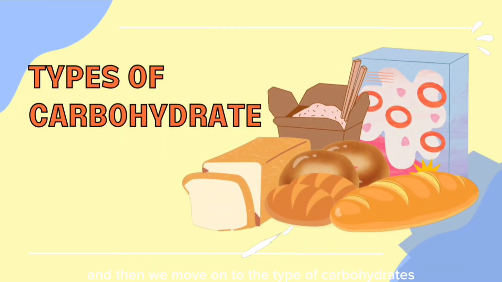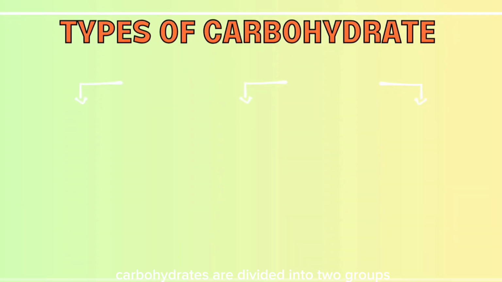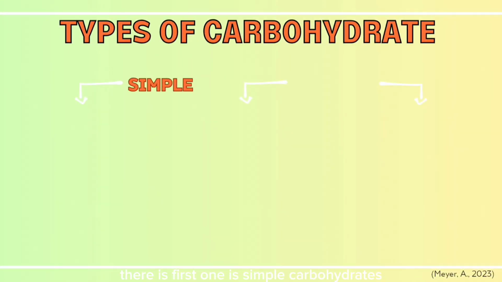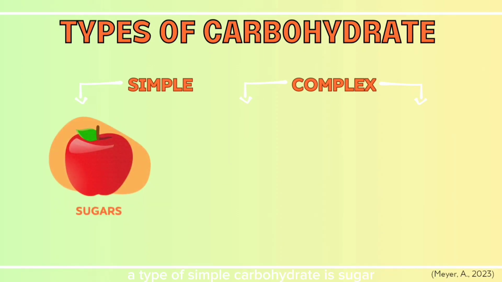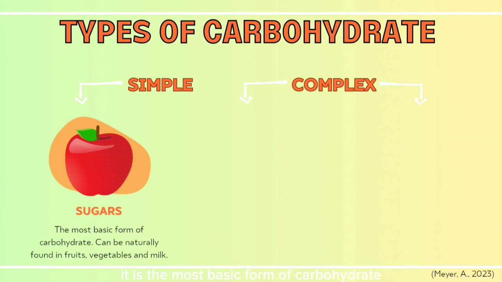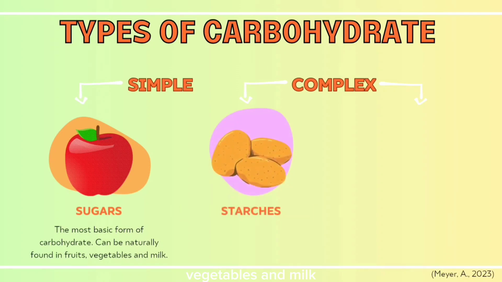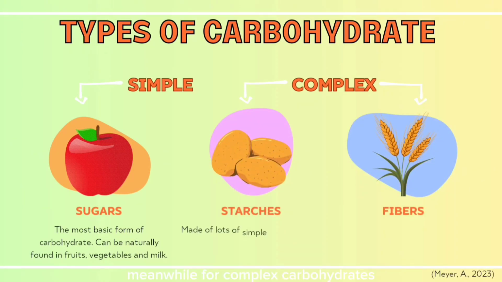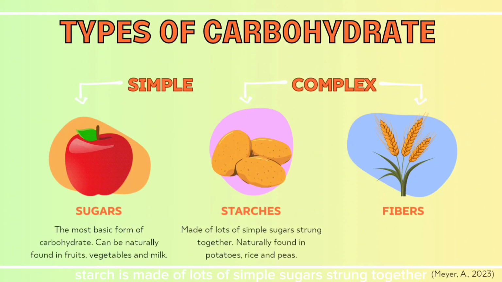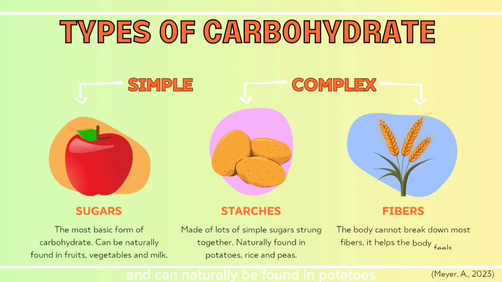And then we move on to the types of carbohydrates available. Carbohydrates are divided into two groups: the first one is simple carbohydrates and the second one is complex carbohydrates. A type of simple carbohydrate is sugar. It is the most basic form of carbohydrate and can be naturally found in fruits, vegetables, and milk. Meanwhile, complex carbohydrates consist of starches and fibers. Starch is made of lots of simple sugars strung together and can naturally be found in potatoes, rice, and peas. Whereas most fibers cannot be broken down by the body and they help the body feel full longer.